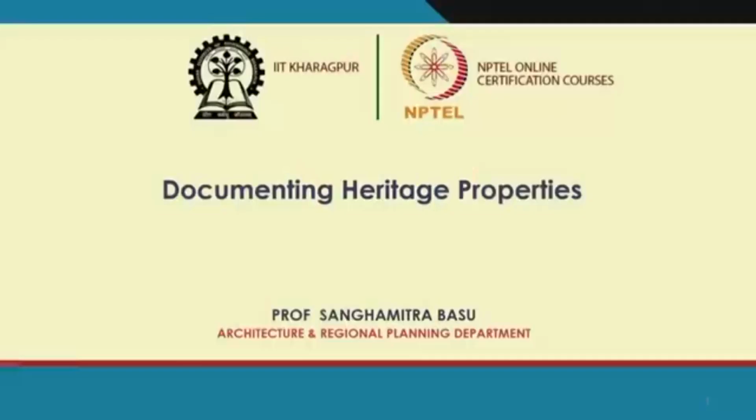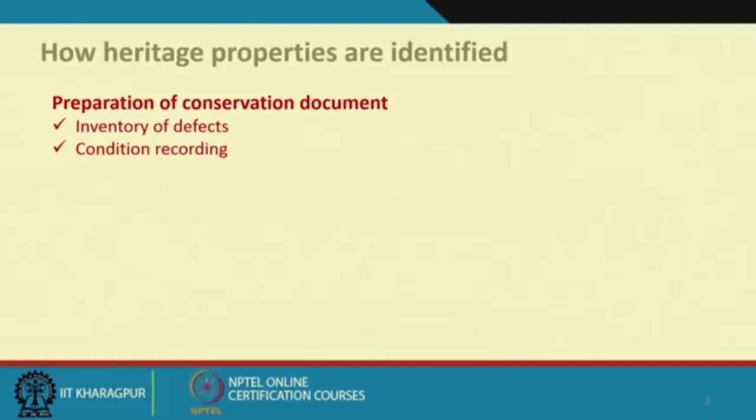We have earlier talked about the value and significance, how to understand the significance, and the causes of decay and damage. After understanding these aspects, whenever we see that there is probable value, we have to document and investigate the structure and enlist it in a proper way. So, today we will give a brief idea about documenting heritage properties.